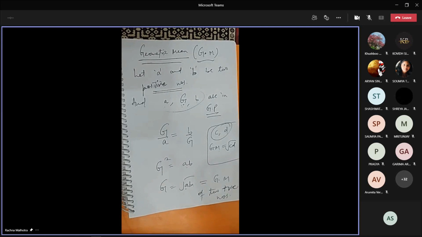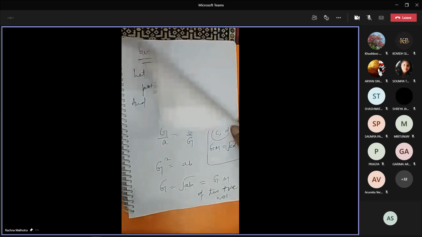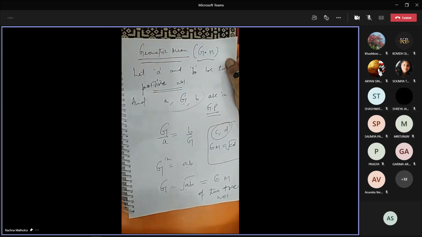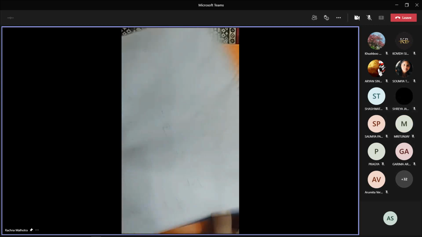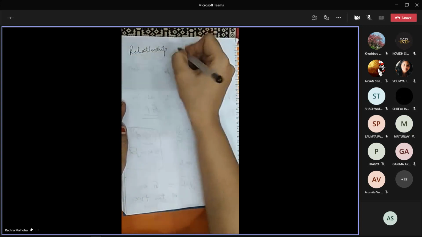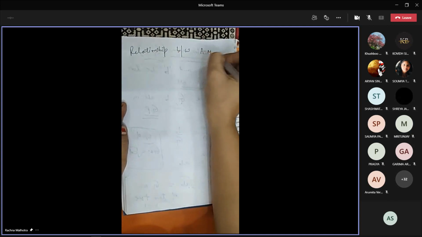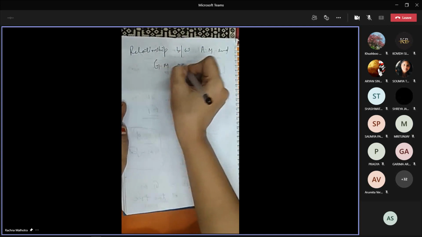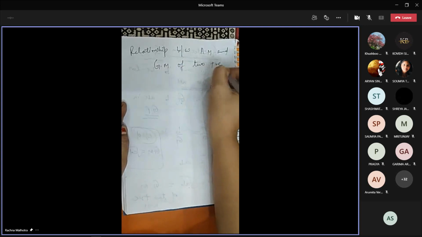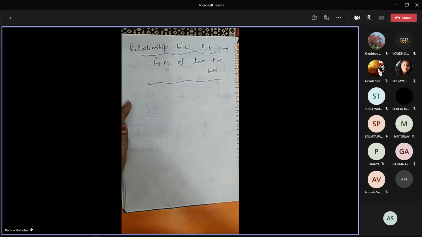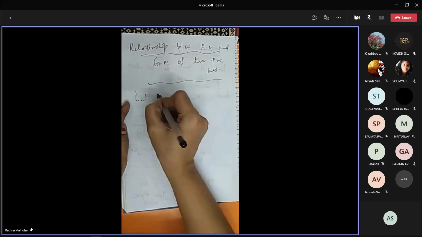Should I repeat? Please reply. No, ma'am. Okay, now the next topic is one more small topic. After that we will start questions, because it's better that we discuss this one now. Relationship between arithmetic mean and geometric mean, AM and GM of two positive numbers. What is the relation between AM and GM of two positive numbers? So let A and B be two positive numbers.